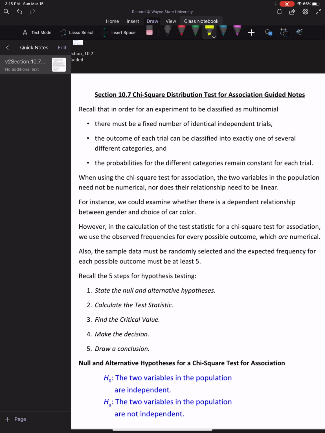Hi guys, this is the video on section 10.7, the chi-square test for association. So this is very similar to section 10.6 on the chi-square distribution test for goodness of fit. The emphasis here though is on association, so a little bit different, at least in terms of how we build the hypotheses. Otherwise, everything else that we talked about in section 10.6 is pretty much the same for the computation.